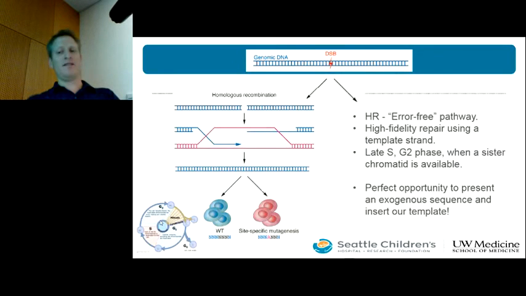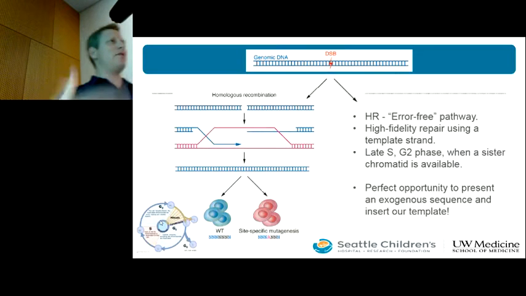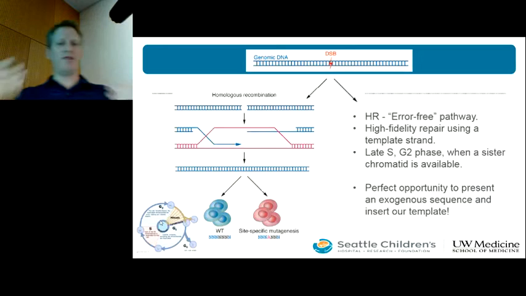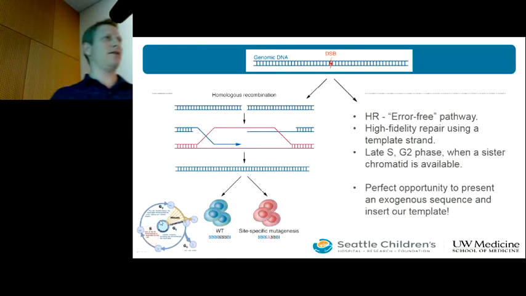So it uses a sister chromatid as a template to correct itself. And then you get a very error-free repair, because you have the right template, you can complete whatever missing DNA or nucleotides were there, and you fix the break.